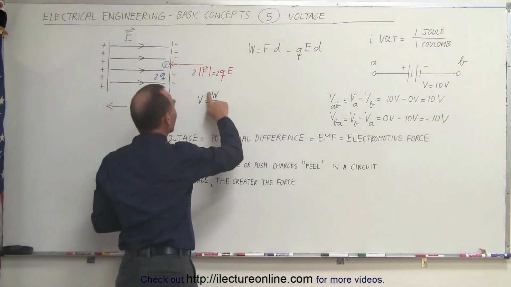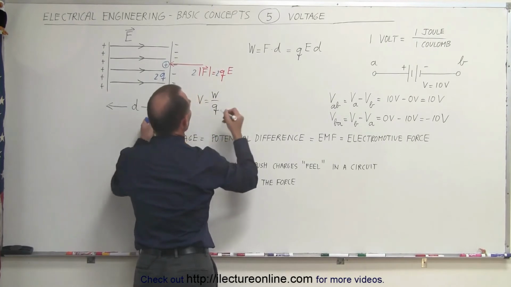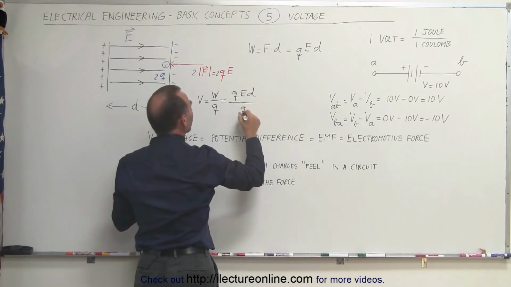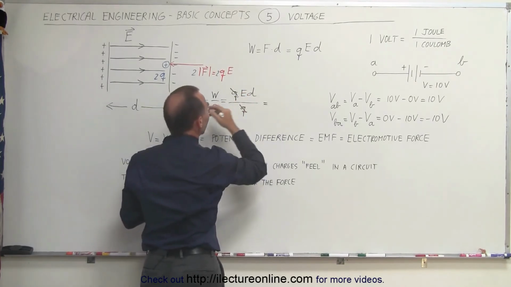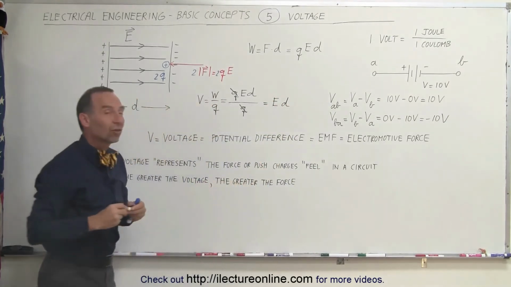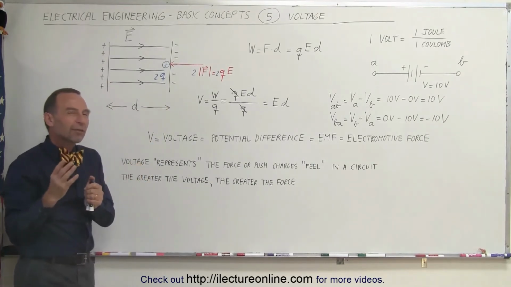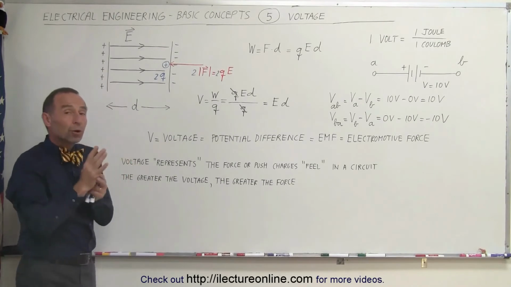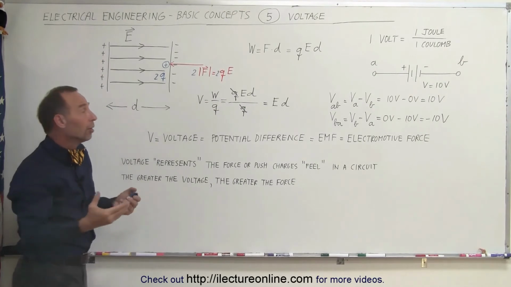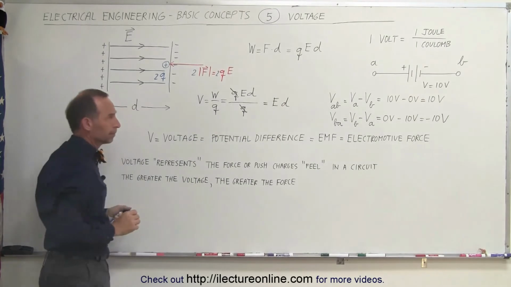If we plug in what work is equal to, we can see that the work is equal to Q E times D divided by the charge Q. The Q's cancel out, which means that the voltage then is defined as the strength of the electric field times the distance between the left side and the right side of that field. The voltage can be thought of in two ways. It's equal to the amount of work we need to do to get a charge moved through an electric field divided by the size of the charge, or simply the potential difference or voltage is equal to the strength of the electric field times the distance.